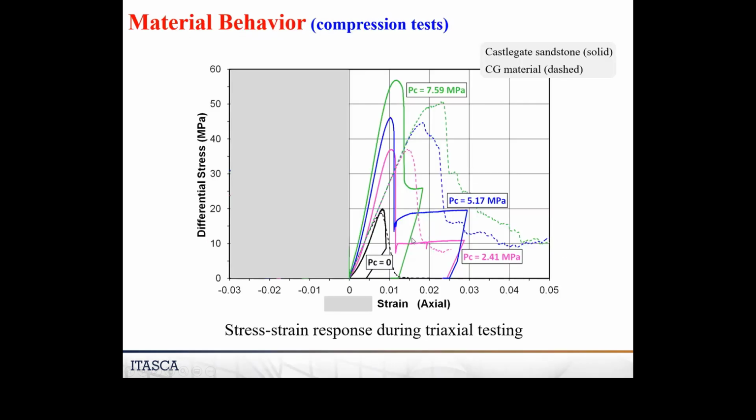If we take that model, here's some of the stress strain response. Castlegate sandstone is solid. The synthetic material is dashed. We're basically getting up to the same as we increase confinement. We're getting almost the same strength on this.